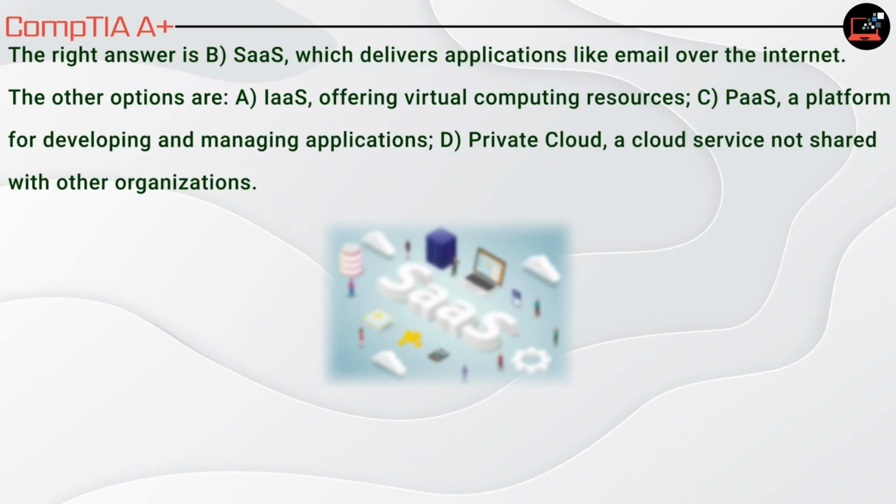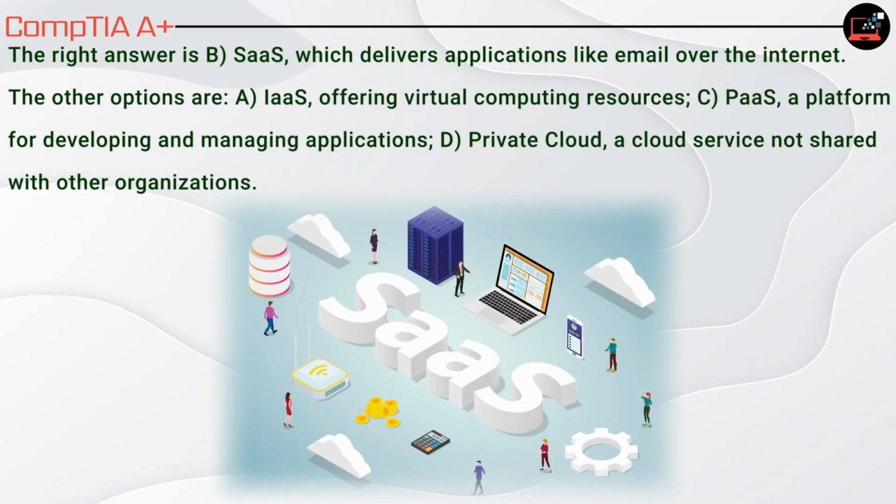The right answer is B. SaaS, which delivers applications like email over the internet. The other options are A. IaaS, offering virtual computing resources. C. PaaS, a platform for developing and managing applications. D. Private cloud, a cloud service not shared with other organizations.